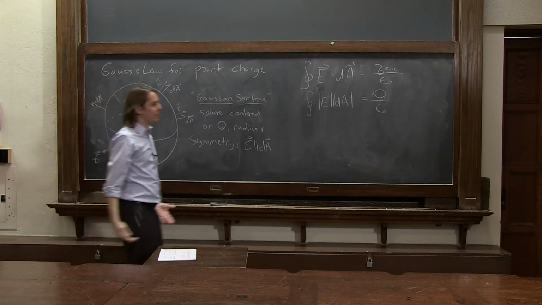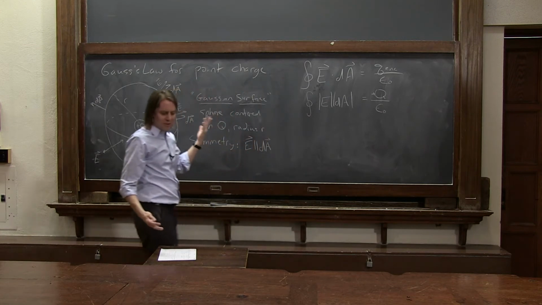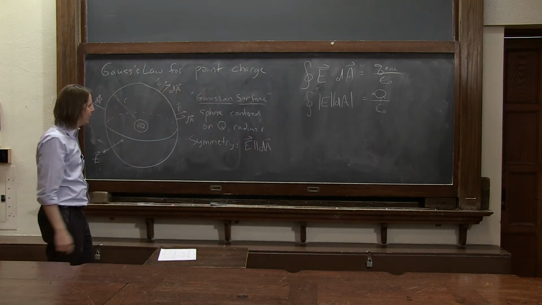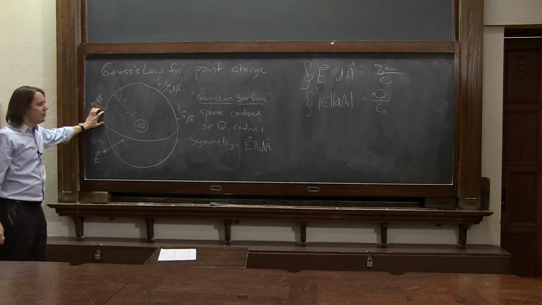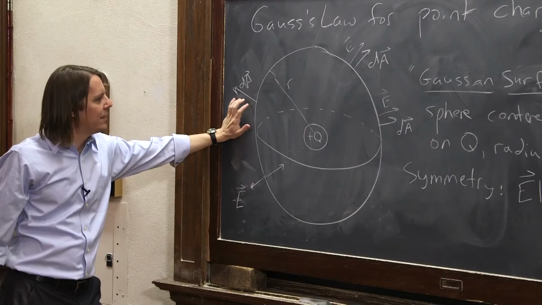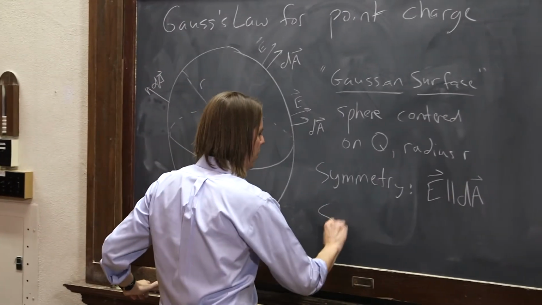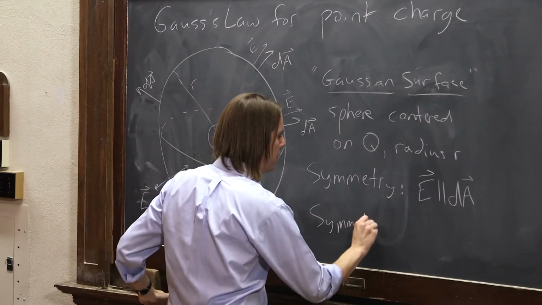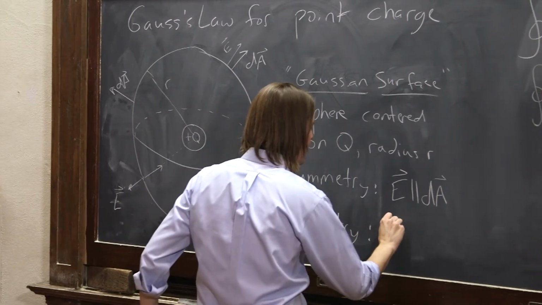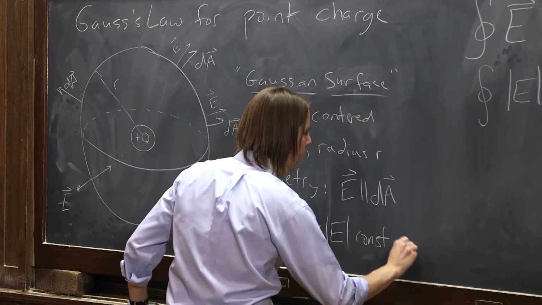We still can't do this integral because we have to integrate over the area, and what is E doing? E could be a function of area. So we have to go a little bit further. What else can symmetry tell us about this E field on the surface? It can tell us about the magnitude. Symmetry also tells us that the E magnitude is constant on the surface.